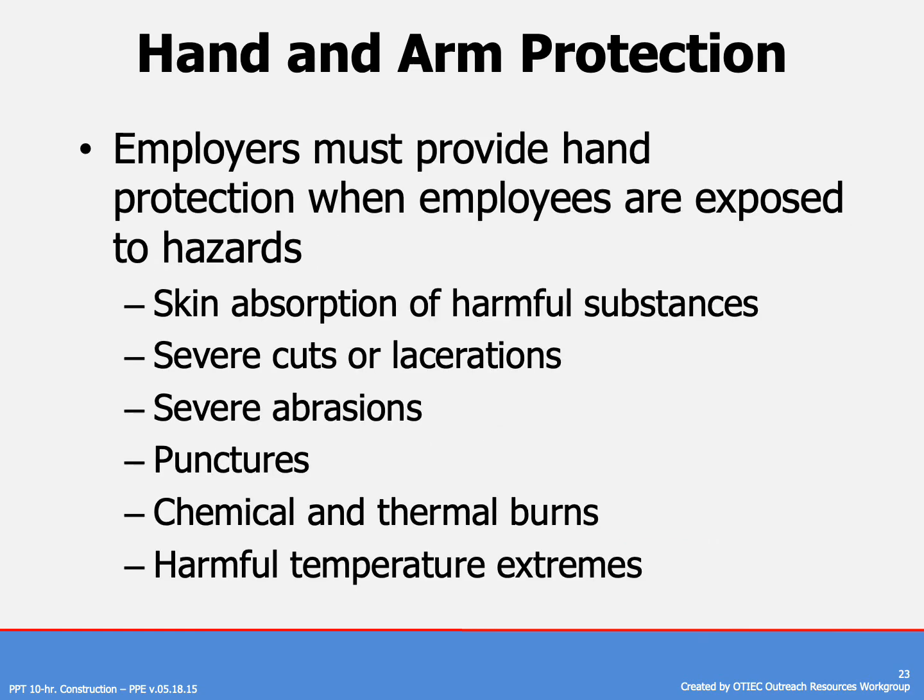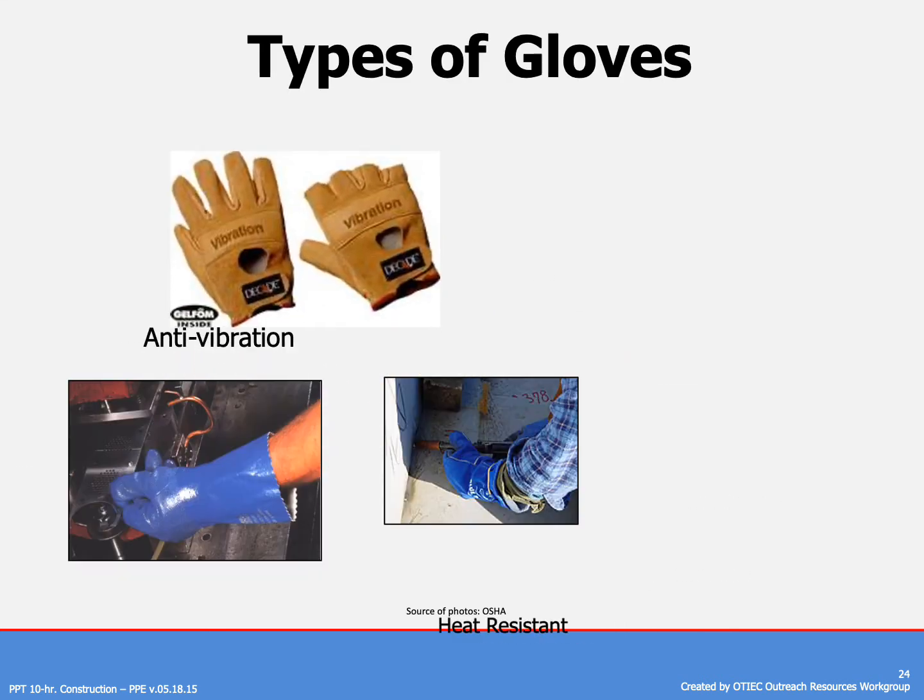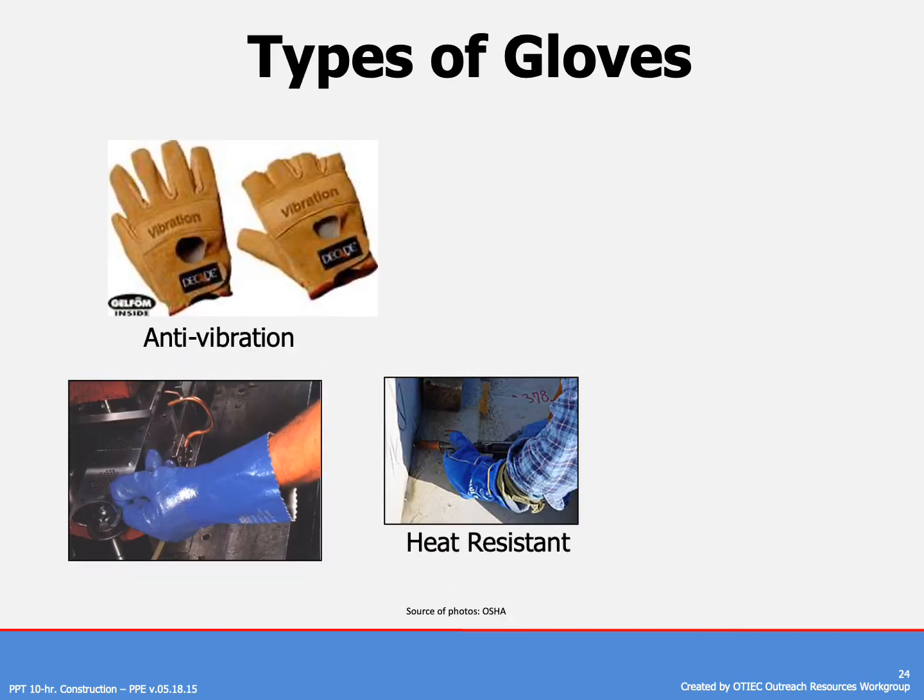Let's talk about hand and arm protection. A lot of choices out there, but a variety of hazards call for a variety of different types of protection, from skin absorption type issues to severe cuts, whatever the hazard is, right? Abrasions, punctures, chemical and thermal burns, or harmful temperature extremes all call for different types of hand and arm protection. You see a variety of different types of gloves, right?